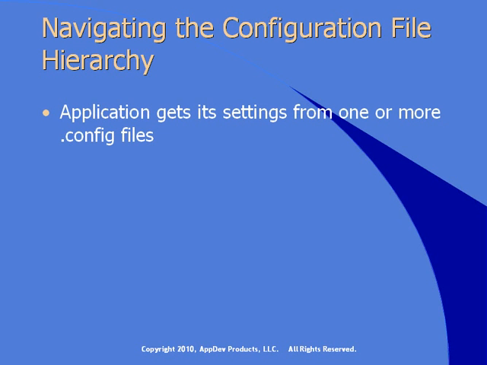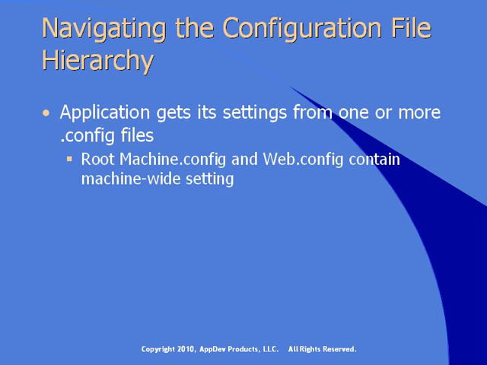All ASP.NET applications have at least 2 configuration files that provide settings, and most applications have at least one more. The root machine.config and web.config files contain machine-wide settings. Changes that you make to these files apply across the entire application server. And then you can have an application web.config file. Any settings that you make here, in most cases, will override the settings in the machine-wide configuration files.